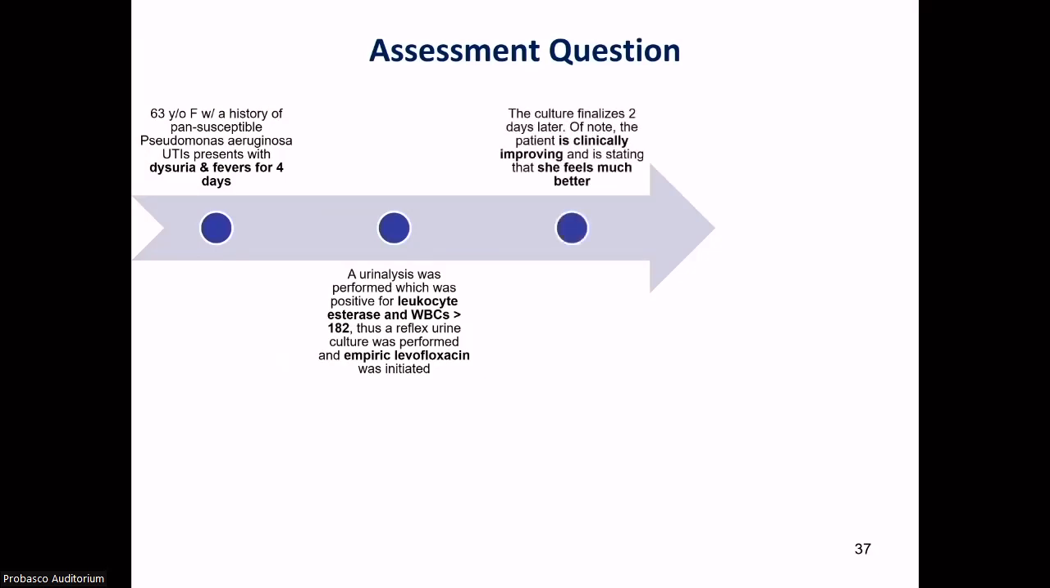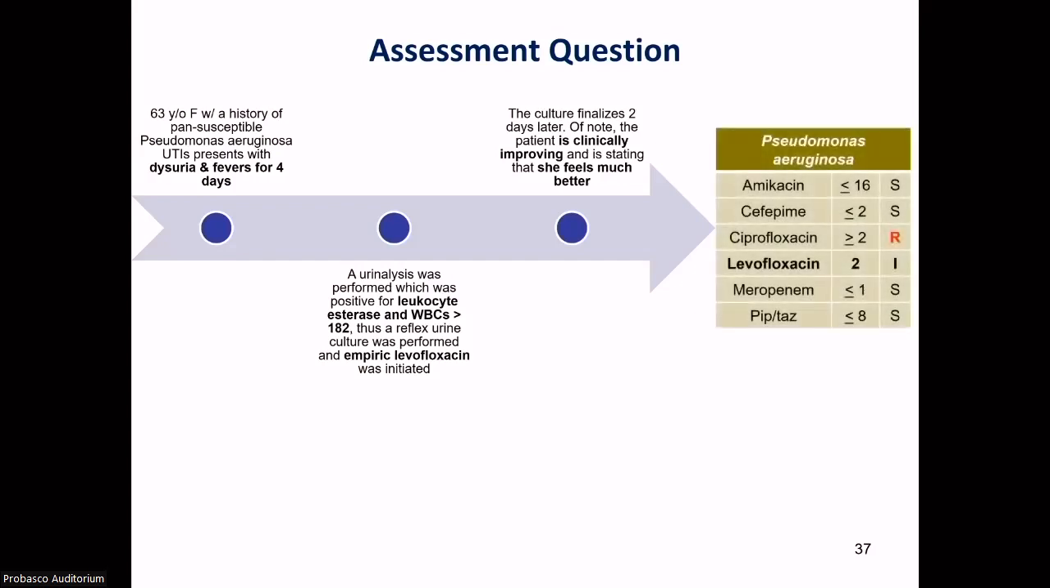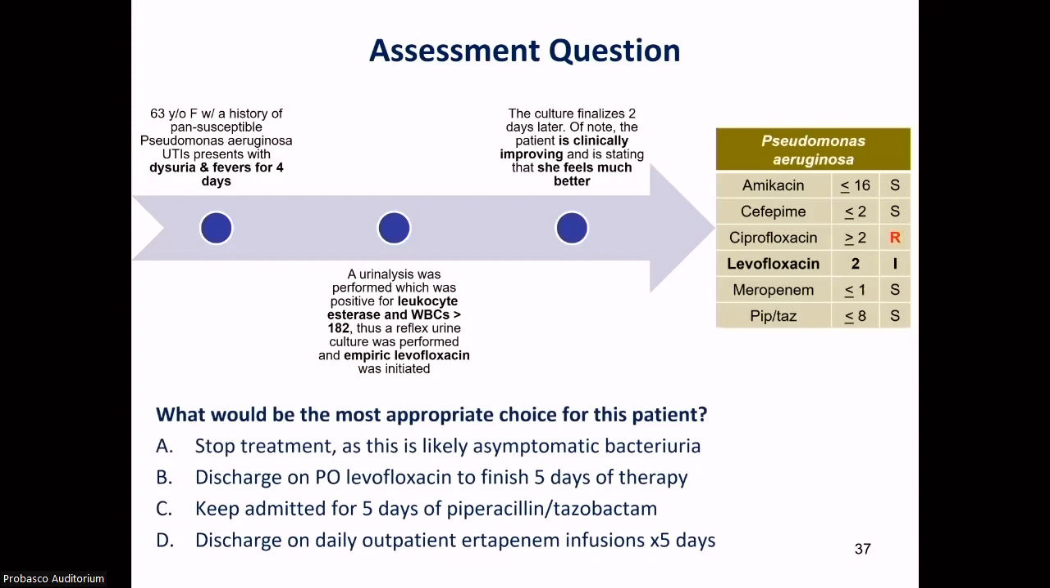The culture finalizes 2 days later, but before we take a look at it, the patient is clinically improving, and she's also stating that she feels a lot better. With that being said, here's our susceptibility report. And that brings up our question of what are we now going to do with that information?